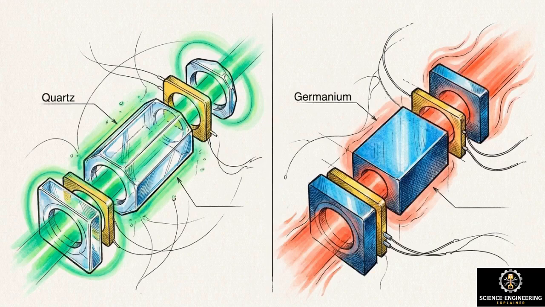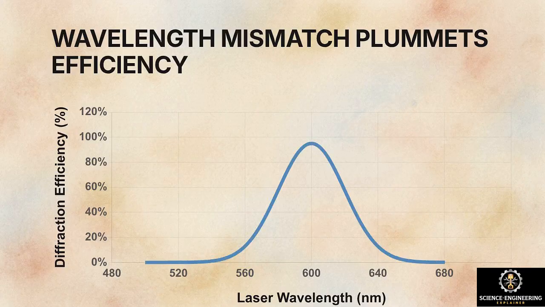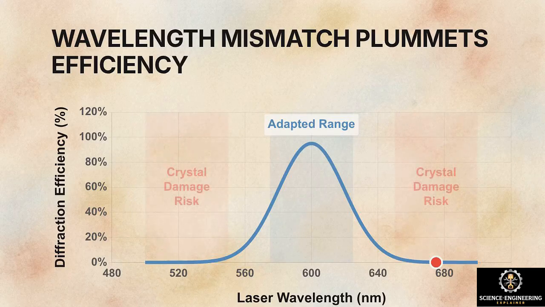Wavelength matching is mandatory. You must use tellurium dioxide or quartz for visible light, while infrared bands require gallium phosphide or germanium. Because of these material properties, you cannot easily swap wavelengths. Operating outside the adapted range causes a sharp drop in diffraction efficiency and potential crystal damage.